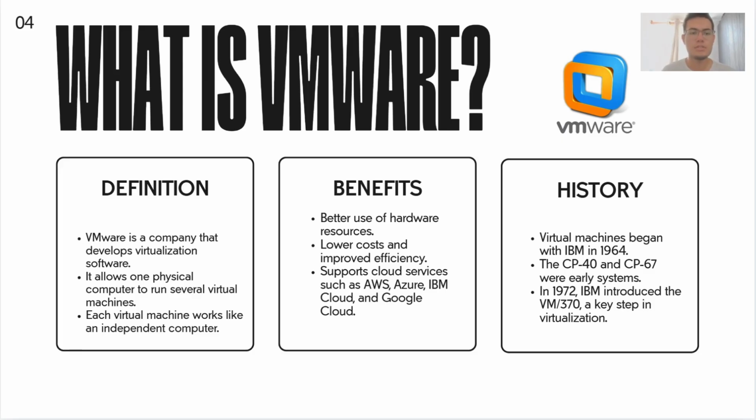But what is virtualization? Virtualization is a technology that creates a layer between the hardware and the operating system. This allows one physical computer to be divided into several virtual machines, also called VMs. Each virtual machine can run its own operating system and work like an independent computer, even though it's using the same physical hardware. This is very useful because it helps organizations use their hardware more efficiently. It can also reduce costs and improve performance. Virtualization is also very important for cloud providers such as Amazon Web Services, IBM Cloud, Microsoft Azure, and Google Cloud.